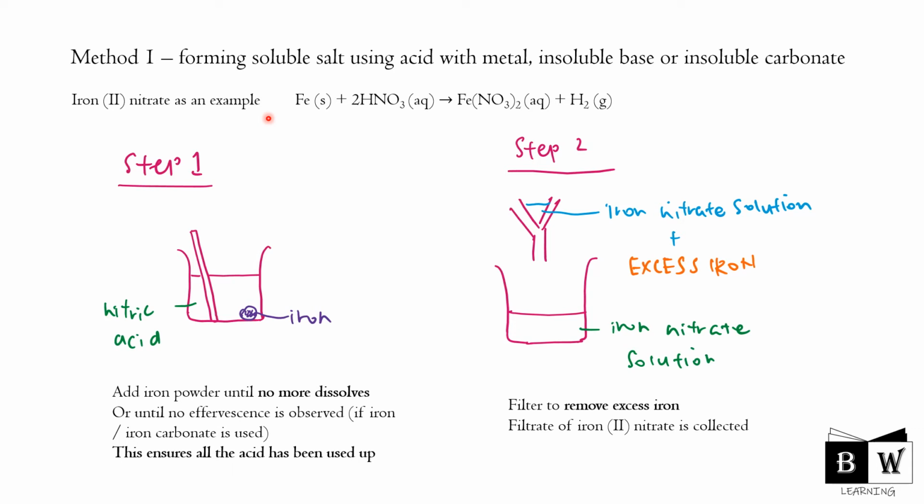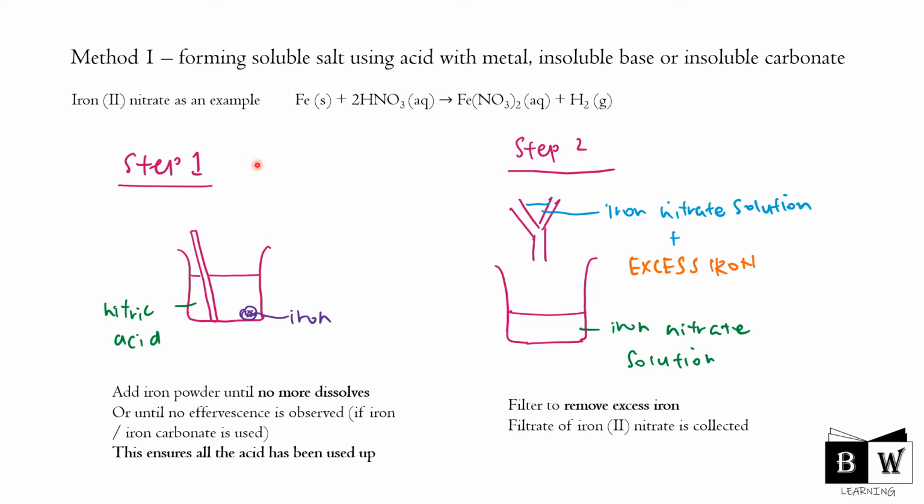So we see that iron 2 nitrate is a soluble salt according to the classification table that we saw just now, because all nitrate salts are soluble salts. Then the next question to ask ourselves is whether this salt can be prepared by an insoluble base, carbonate, or metal. So we know that iron is able to react with nitric acid to form iron 2 nitrate and hydrogen gas.